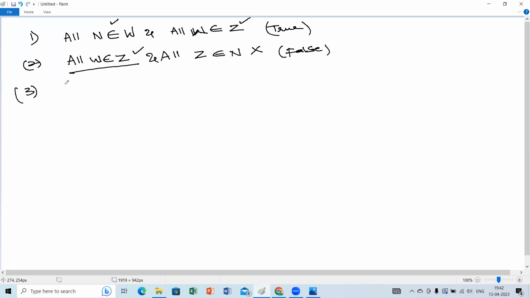Next. All integers are whole numbers. All integers belong to whole numbers. This is also a wrong statement. Maybe it is false.